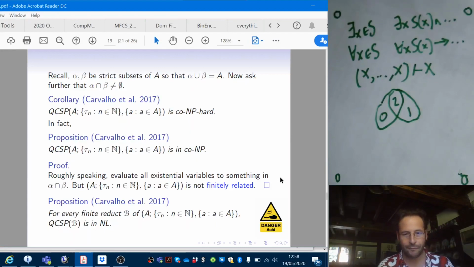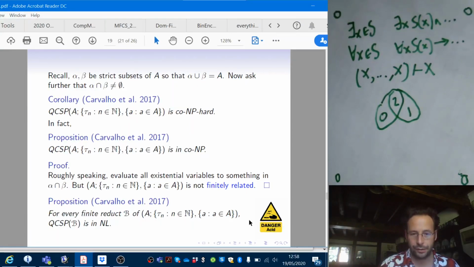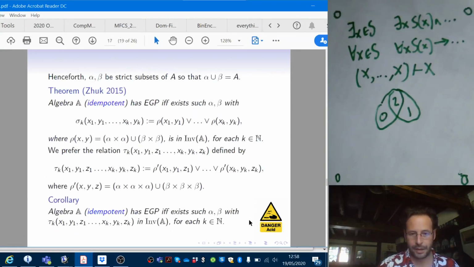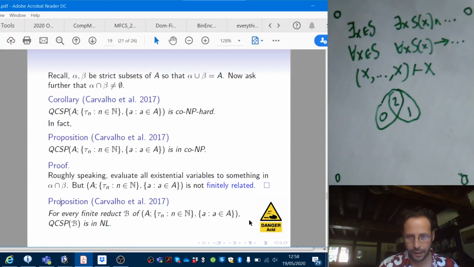It's not something that could ever be specified as a real QCSP. And it has this strange property that every finite subset is in fact in polynomial time, even in NL. And in fact, it's the language that refutes this thing that I mentioned before called the alternative Chen conjecture. So somehow strange things were happening because we made this decision to do something abhorrent. And the thing that we did that was abhorrent was allow this DNF encoding.